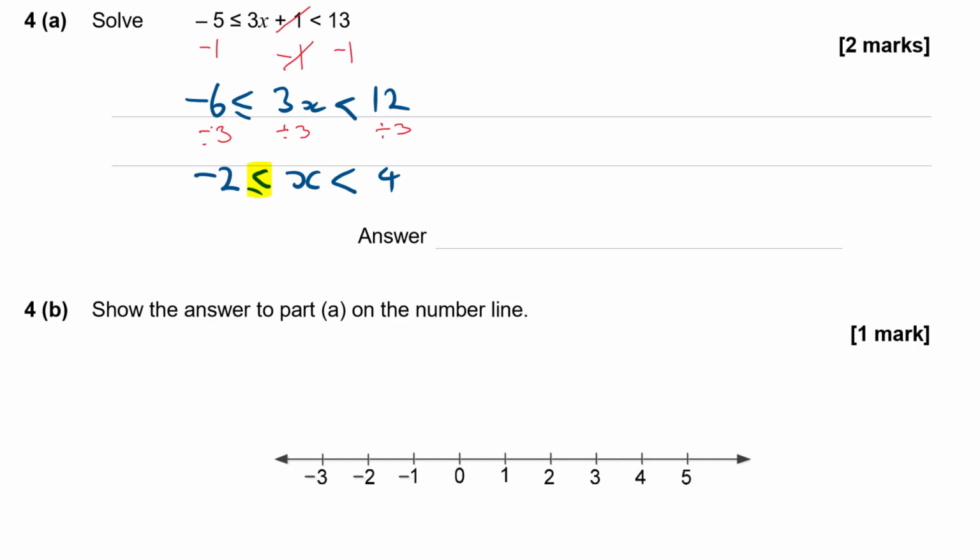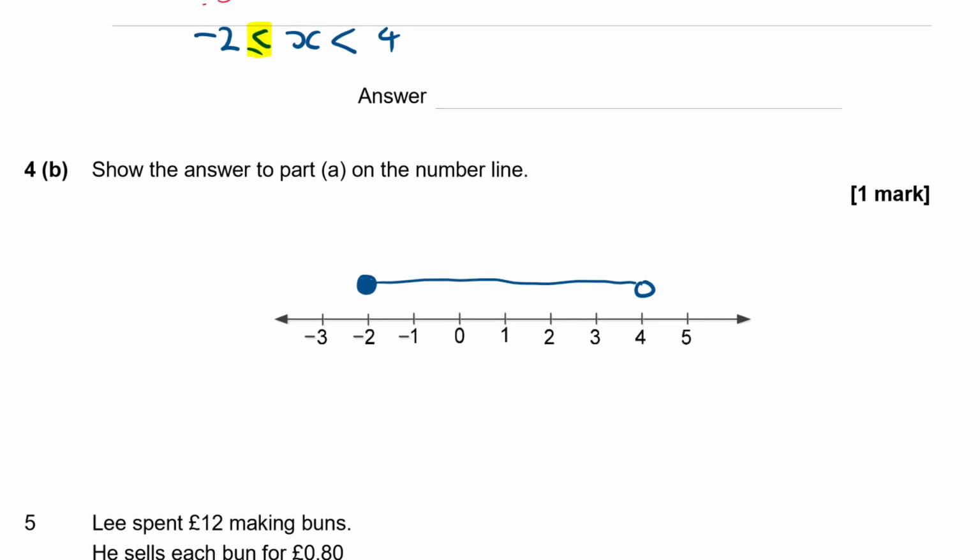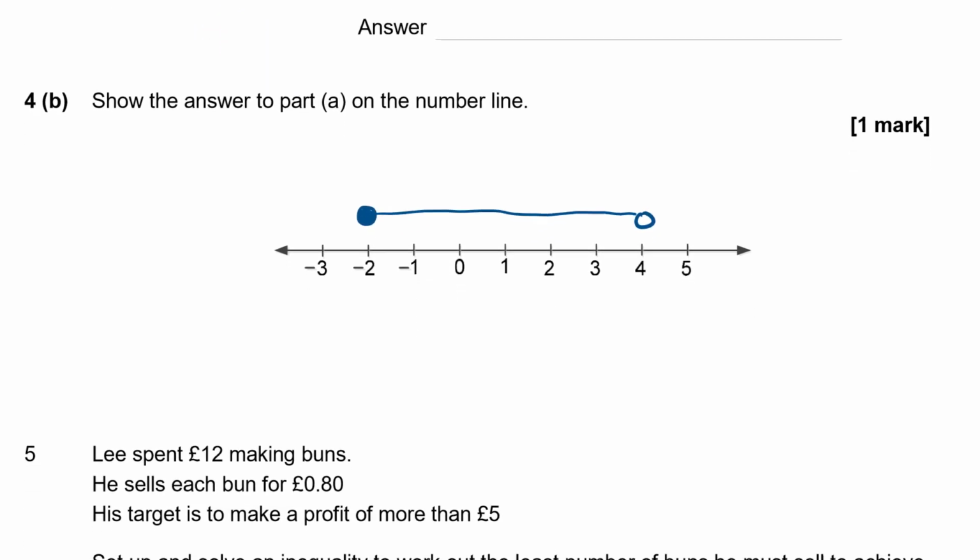So showing that on a number line then, I'm going to have my circles at minus 2 and 4. I want all the values in between, so this line of values in between. Minus 2 is part of the solution, so I'm going to shade it to represent that, but 4 is not, so I'm going to leave that one open. Okay, so that's my rather wonky number line solution.